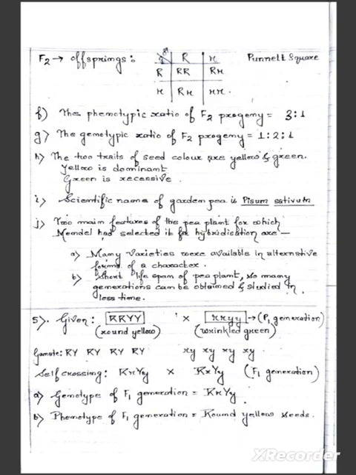Number J. Write two main features of the pea plant due to which Mendel had selected it for his hybridization study. The two features are: one, many varieties were available in alternative forms of a character, and two, short life span of pea plants, so many generations can be obtained and studied in less time.